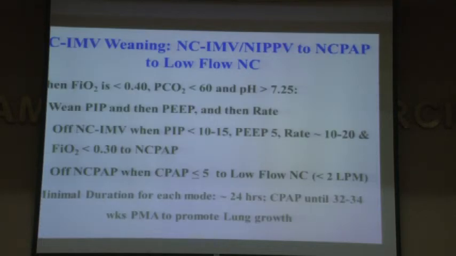How do you wean the babies off NIPPV? When the FiO2 is less than 40%, PCO2 is in the normal range, and pH is okay, 7.25 or so, we first decrease the peak inspiratory pressure, then decrease the PEEP to 4 or 5, then only decrease the rate. Wean the rate last. Once the babies are on a peak of 15 or 10, PEEP of 5, and a rate of 10 or 20, we transition the baby to nasal CPAP, and then after 24 hours or so, we go to low flow cannula, and then take the baby off.